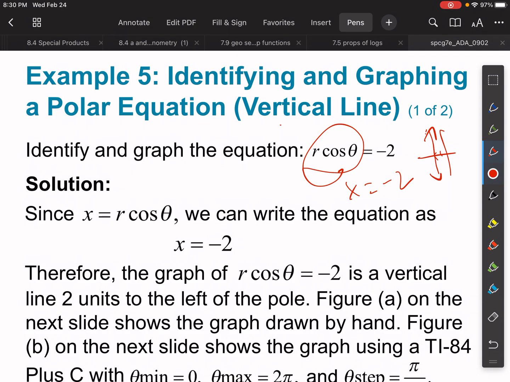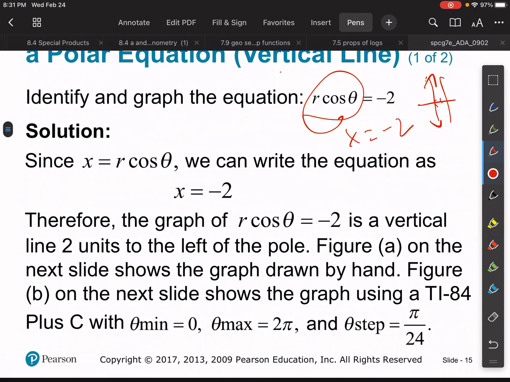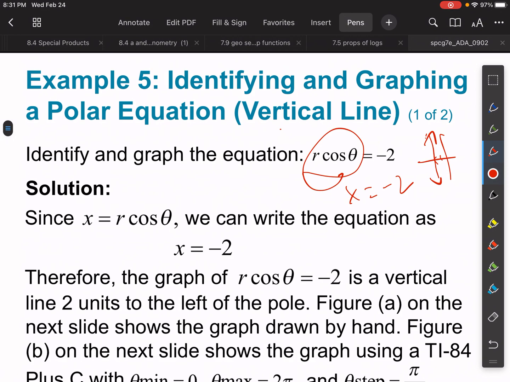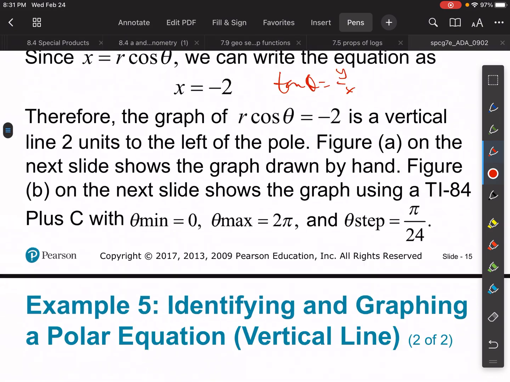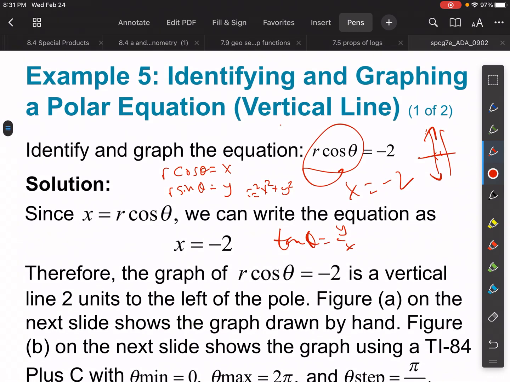Okay, so just remembering the various identities. Again, r cosine of theta is equal to x. r sine of theta we know is equal to y. We know that r squared is equal to x squared plus y squared. And we know that tangent of theta is equal to y over x, which is useful. All of those are useful in these polar conversions that we're doing.